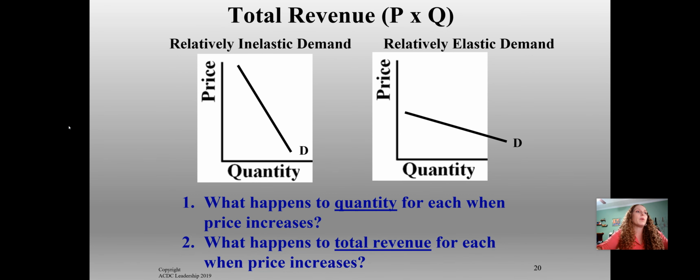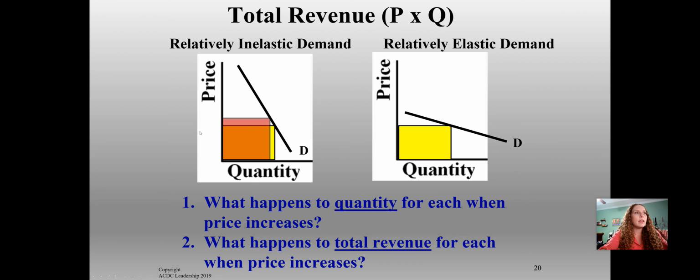So here we have relatively inelastic demand. Here we've got relatively elastic demand. So as far as what happens to the quantity when the price increases, let's see here. These yellow boxes represent the total revenue area if the price is at this level, whatever this level is. If I'm looking at both of them, let's just say that's $5. That yellow box there represents total revenue.